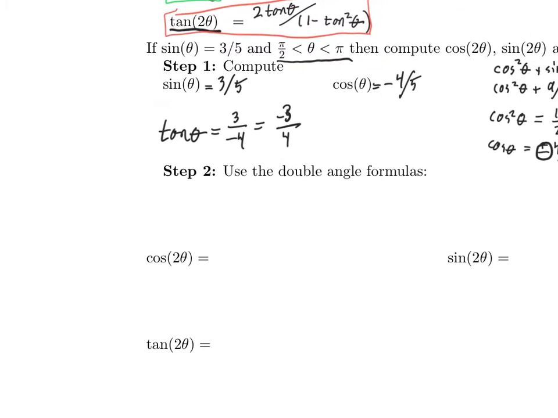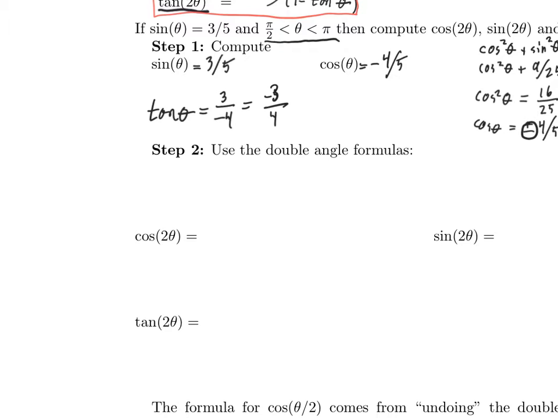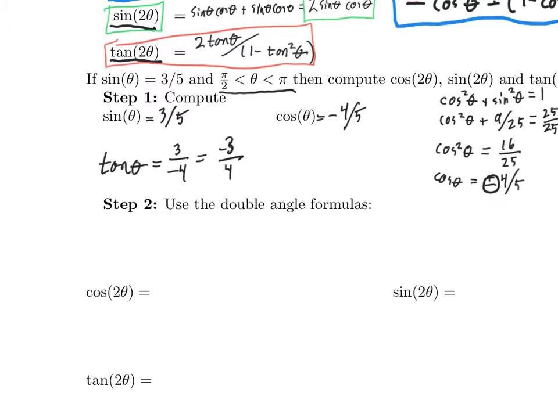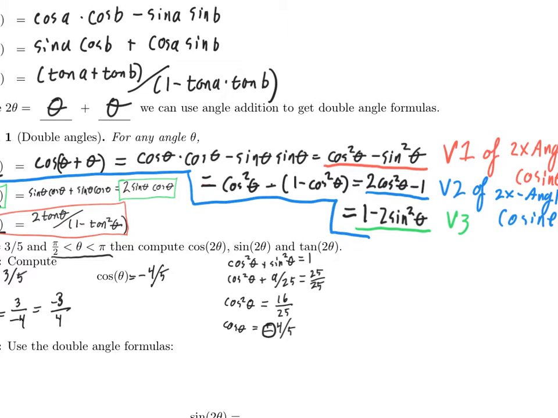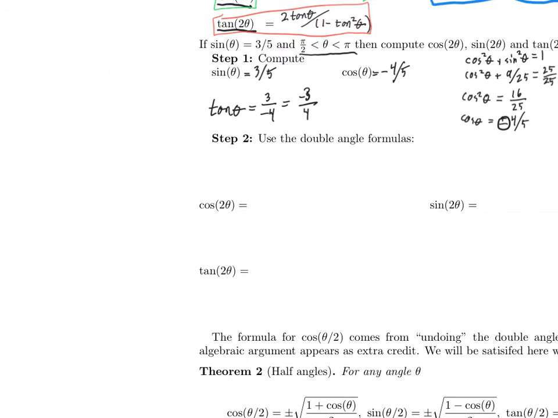So let's use the double angle formula to compute cosine first, because that's the first one that's written. The cosine of 2 theta, well, we can use any of the formulas, but as long as we know what sine of theta and cosine of theta is, let's use the formula that uses them both. Let's use version 1, so cosine squared theta minus sine squared theta. Cosine of 2 theta is equal to cosine squared theta minus sine squared theta. Now we'll plug in the givens. Cosine of theta is negative 4/5, so this will be negative 4 over 5 squared minus sine of theta squared, 3 over 5 squared. Notice that minus sign.